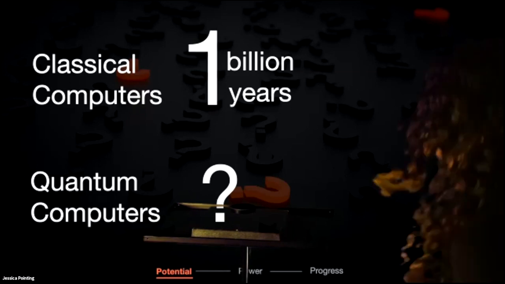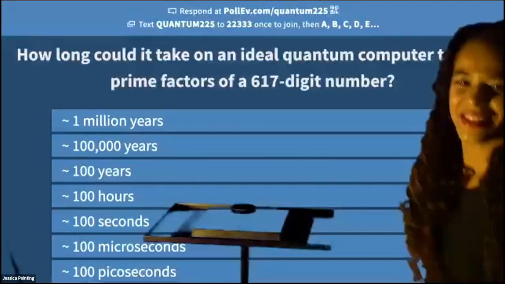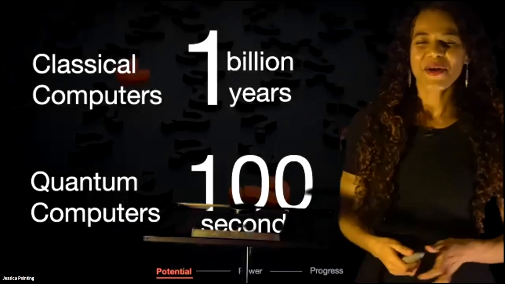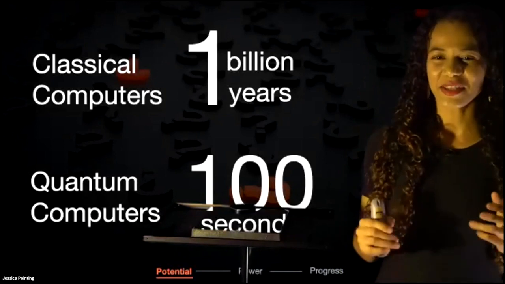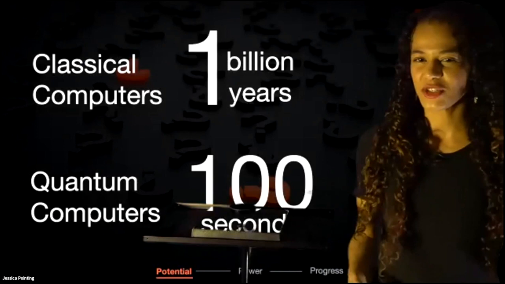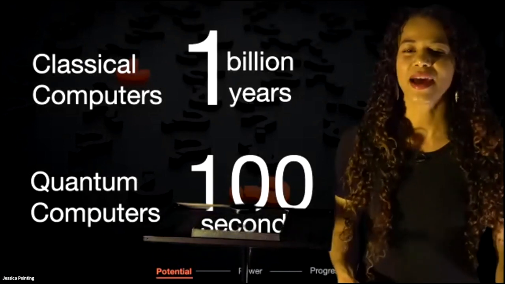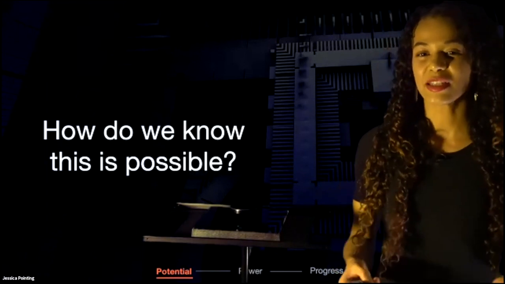And now we go back. So on a quantum computer, as you can see, that's a huge difference from a billion years all the way down to 100 seconds to solve those two numbers. Now you might think, okay, that's not an interesting problem, finding two numbers. But if you're familiar with encryption, you'll know this is an important problem.